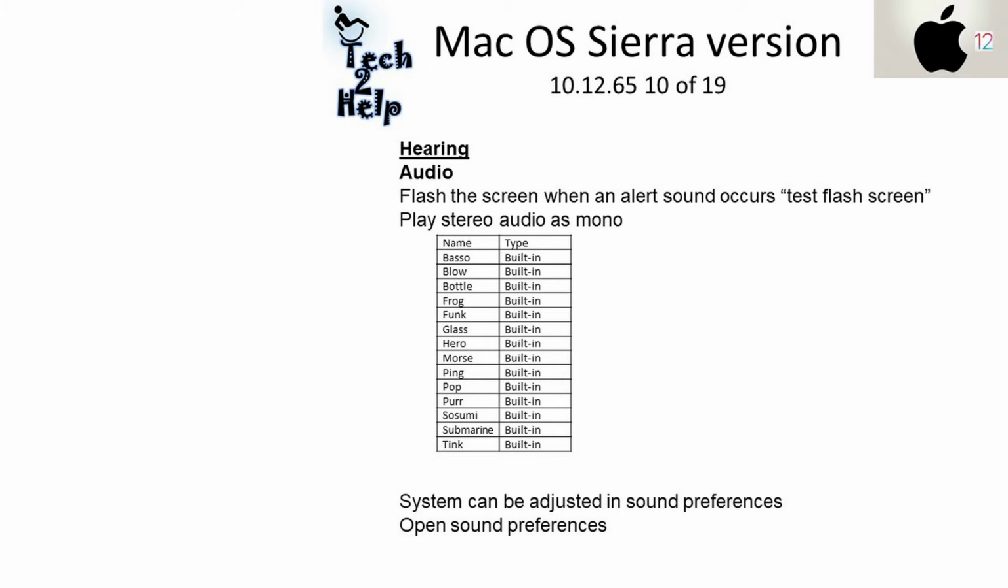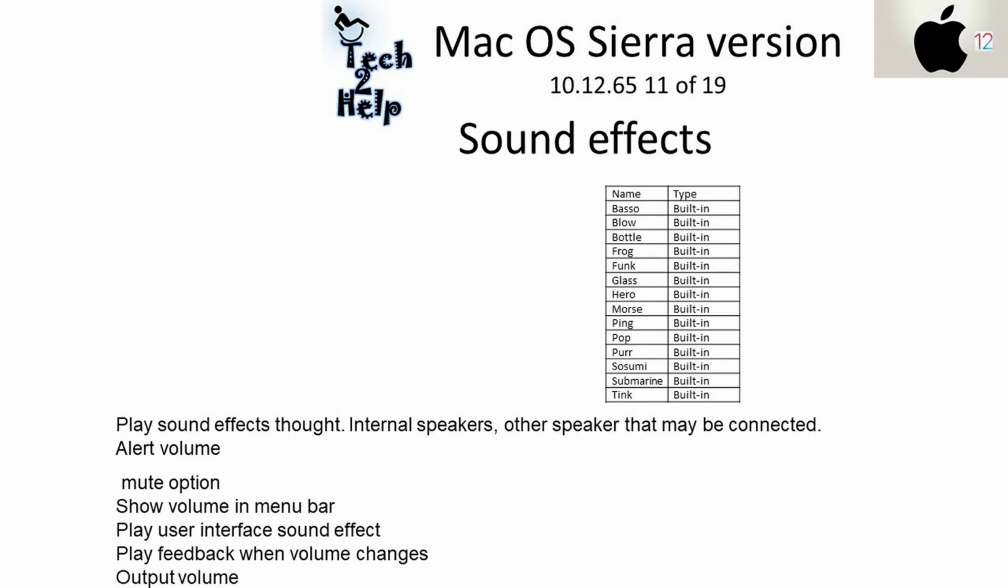Submarine built-in. Tink built-in. System can be adjusted in sound preferences. Open sound preferences. Mac OS Sierra version 10.12.6, 11 of 19. Sound effects. Name, type. Bosso built-in.